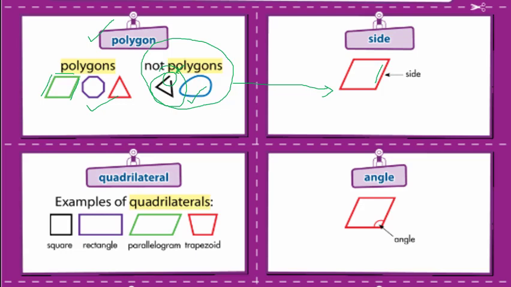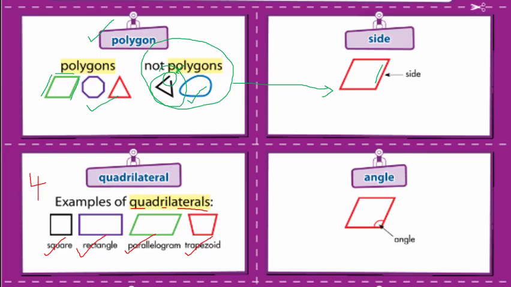Then we have quadrilateral. Quadrilateral. Now here are some examples of quadrilaterals. Now what are those? Square, rectangle, parallelogram, and trapezoid. All these shapes are quadrilaterals. Why are they quadrilaterals? Excellent, because all of these polygons have four sides. Very good.